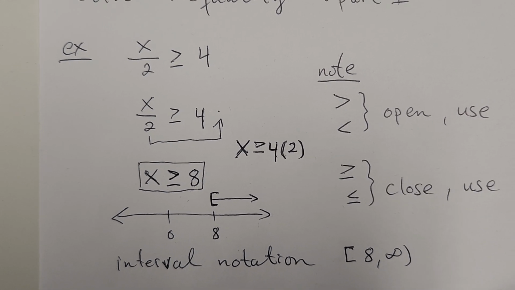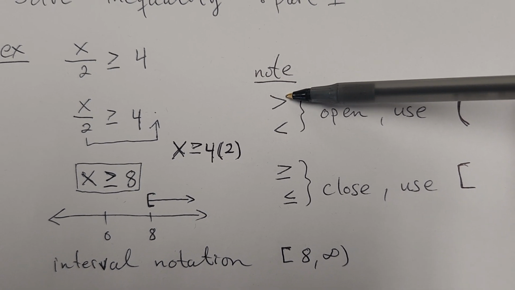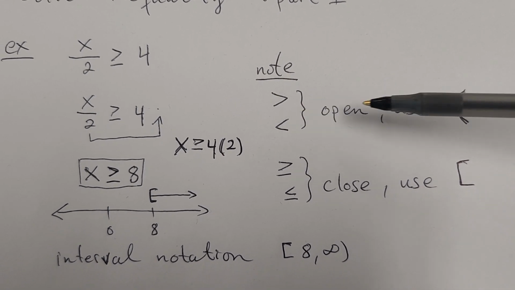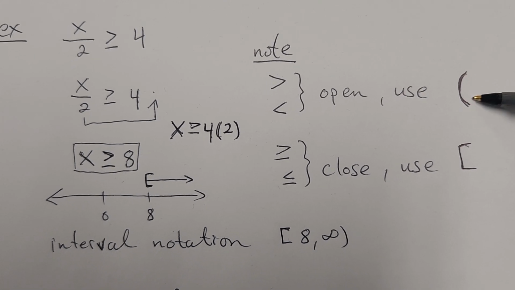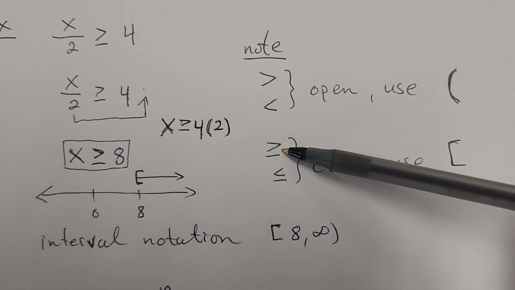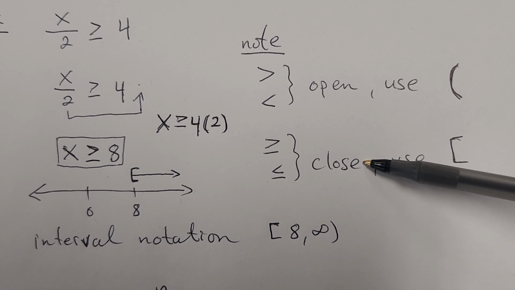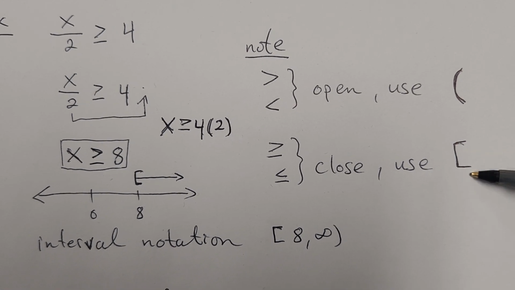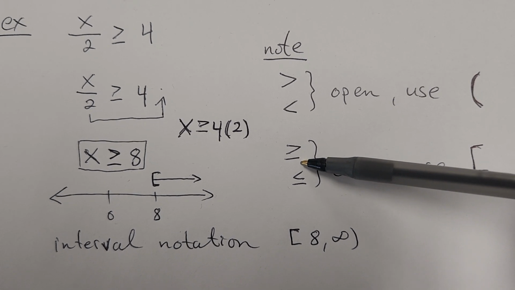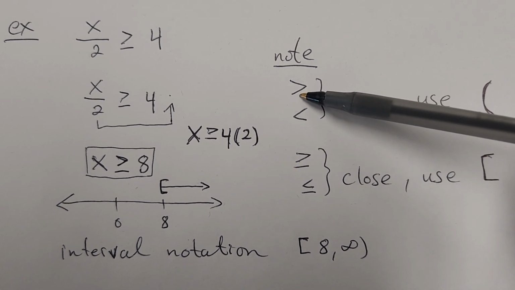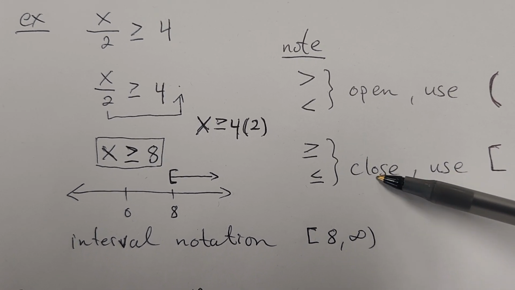Also note, if you have greater than, less than, this is considered open. Open, you will use parentheses. This is greater than or equal to, less than or equal to, it is considered close. Close, we will use bracket. Now the difference between open and close is the line underneath. If you don't have a line underneath, it is open. If there is a line underneath, then it is close.